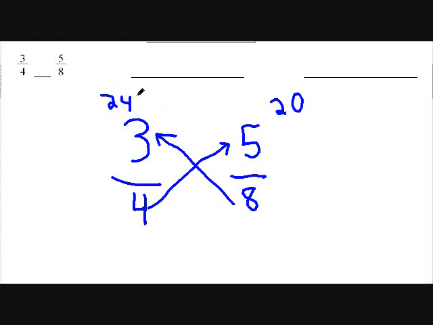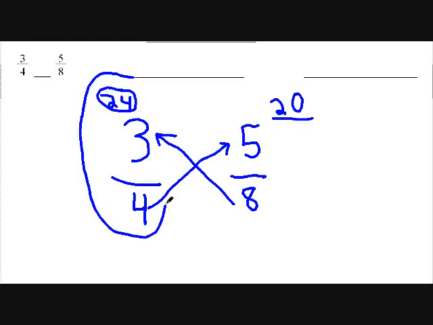And all we need to look at is which one wound up being the larger cross product. 24 is definitely larger than 20. So this fraction has to be larger than this fraction. So we're going to put a greater than symbol right here. 3/4 is greater than 5/8.